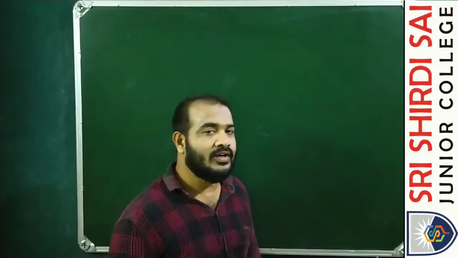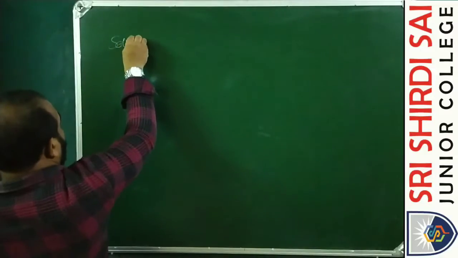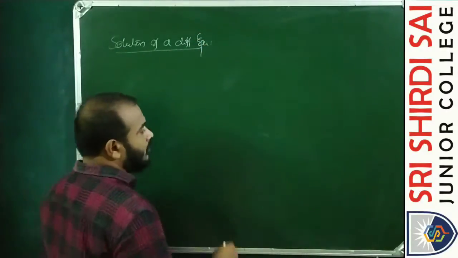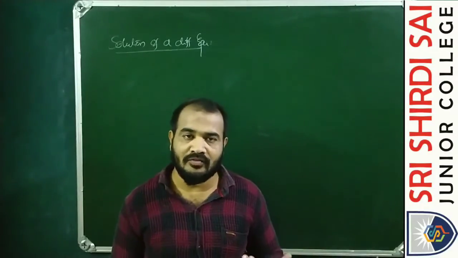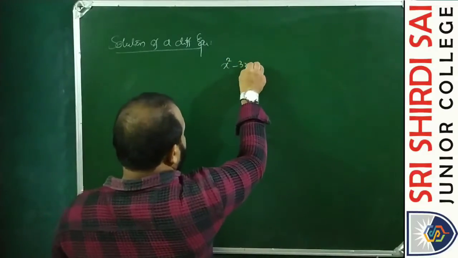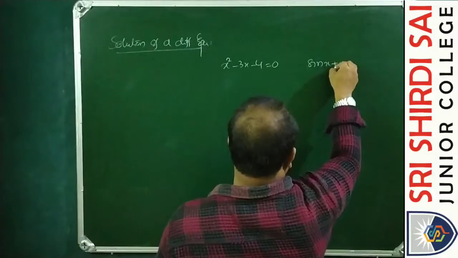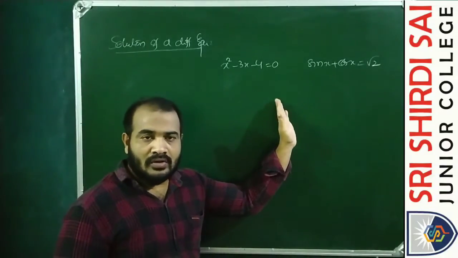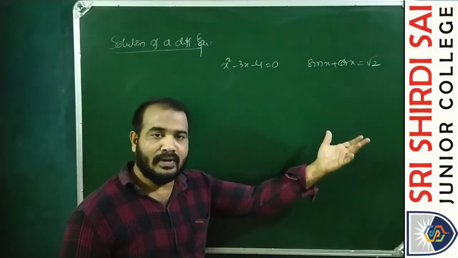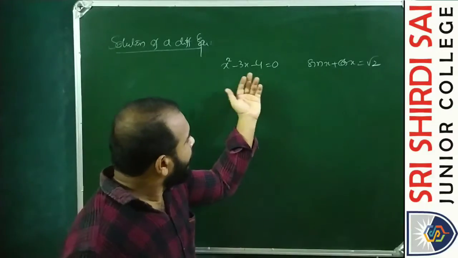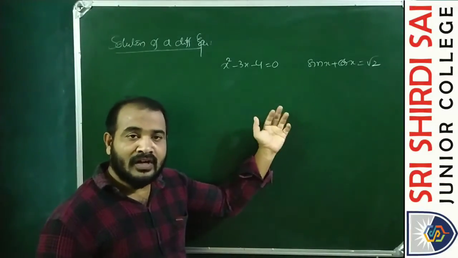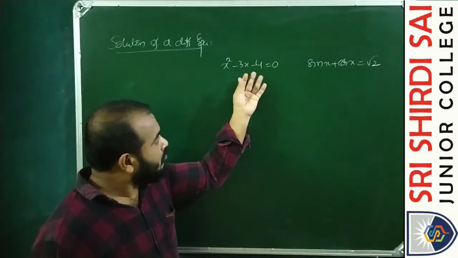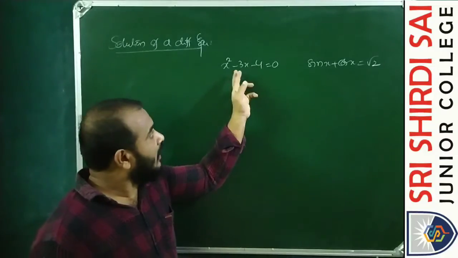Let us discuss the solution of a differential equation. For this, let us take two examples that we are familiar with. x square minus 3x minus 4 equals 0. Sin x plus cos x equals root 2. So, the solutions of these two equations are numbers. It may be either a real number or a complex number. So, if you solve these, we will get a number that will satisfy the given equation. That means when we substitute the number back in the given equation, then LHS equals RHS.